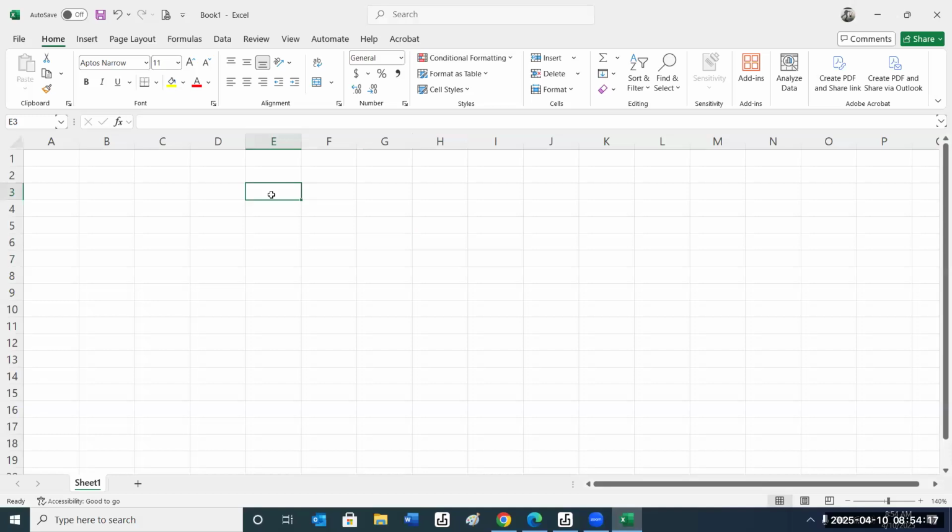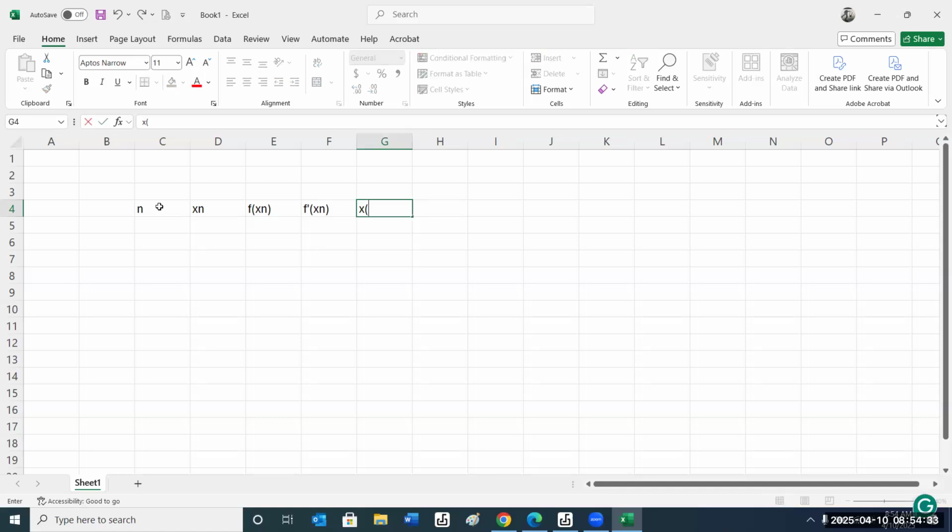So here we have, I'll create this one. I'll call this one n. This is x sub n. This is f of xn. This is f prime of xn. And this is x n plus 1, which is equal to x sub n minus f of x sub n divided by f prime of x sub n.